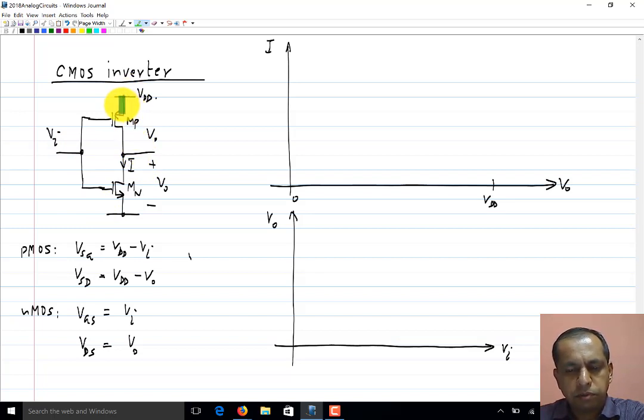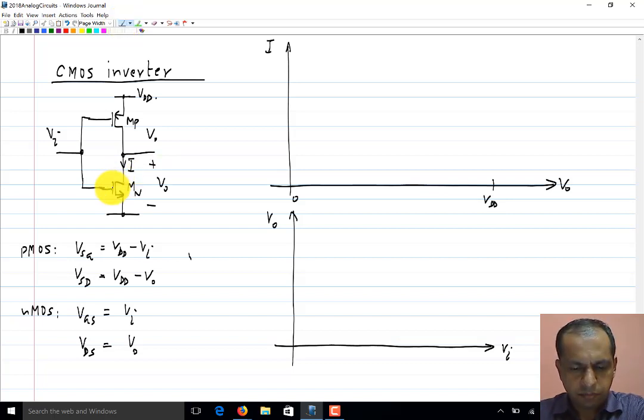Similarly, for the PMOS transistor, the I versus Vo characteristic is related to the ID versus VSD characteristic, because VSD is VDD minus Vo. So, I versus Vo will be simply a reflected version of the I versus VSD characteristics. And again, for this also, VSG, the source gate voltage, is dependent on Vi. So, for every value of Vi, we will have to choose a different value of source gate voltage.